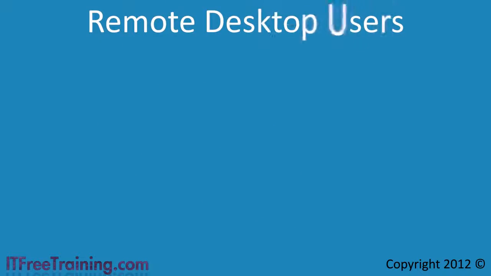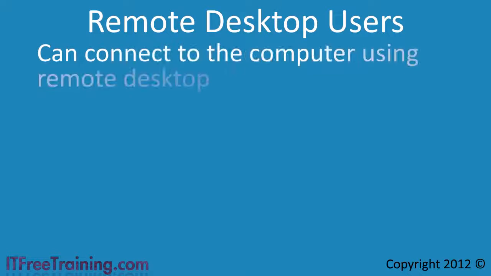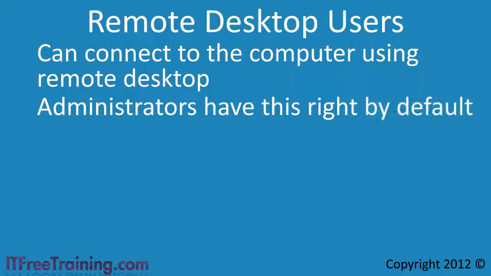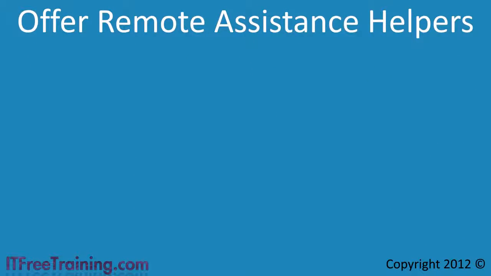The next group is the Remote Desktop Users group. Any users that are members of this group will be able to access the computer using Remote Desktop, assuming that it is enabled on the computer. Administrators, by default, have the ability to access the computer remotely using Remote Desktop, and thus do not need to be added to this group. Just remember that even the administrator cannot access the computer using Remote Desktop if it is not enabled and allowed through the firewall.